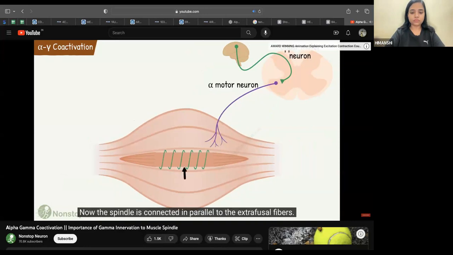Now the spindle is connected in parallel to the extrafusal fibers. So the contraction of the muscle tends to make the spindle go slack. In this state, the spindle is not sensitive to further changes in the length.